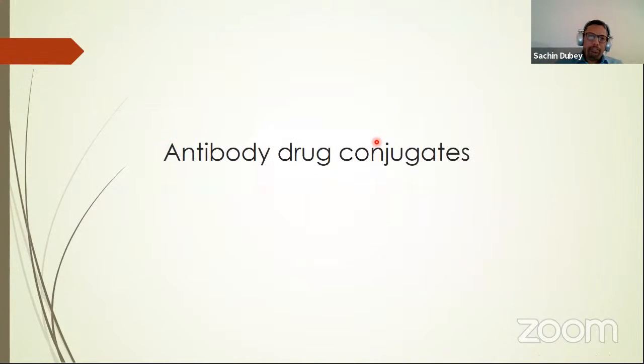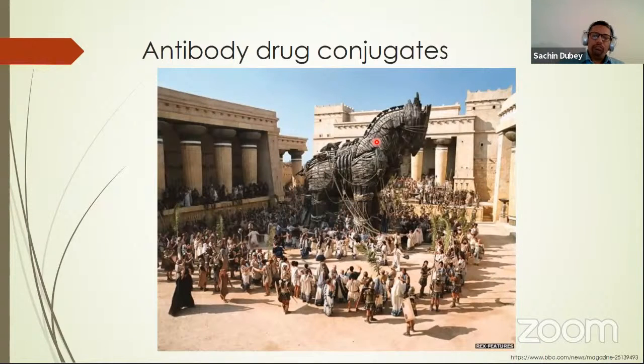Now, over the period of time, there are additional things which scientists have been doing. One of which is the antibody drug conjugate. This can be compared with the Trojan horse, where the cell is considered to be the city of Troy. The horse itself is considered to be the ADC complex, and the soldier inside the horse is considered to be the small molecule, which ultimately destroys the city of Troy. In this case, the small molecule within the horse destroys the cell into which these antibodies enter. How does it work?